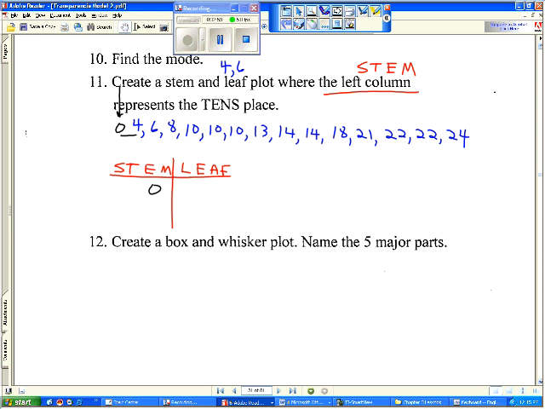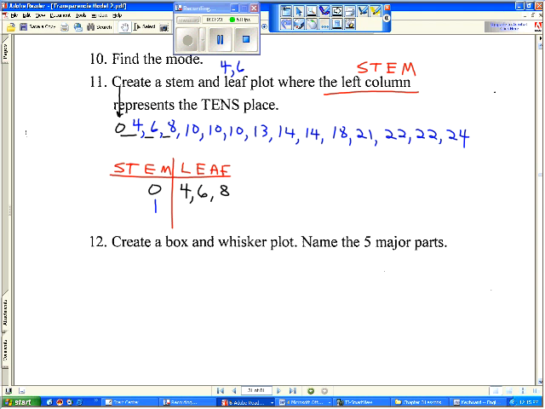So we're going to put all of the numbers that have a stem of 0 together from least to greatest. So we have 0 tens and 4 more, 0 tens and 6 more. We separate the data items with a comma. 0 tens and 8 more. And the next number doesn't have a 0 in the tens place. It has a 1, so we create a new stem of 1.